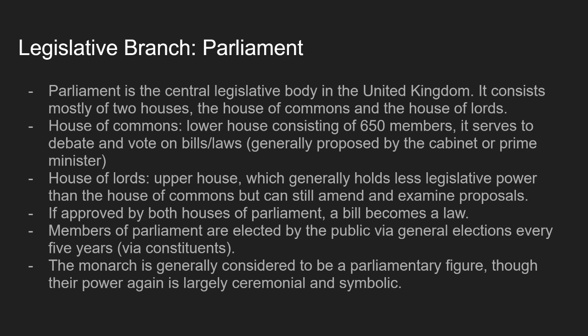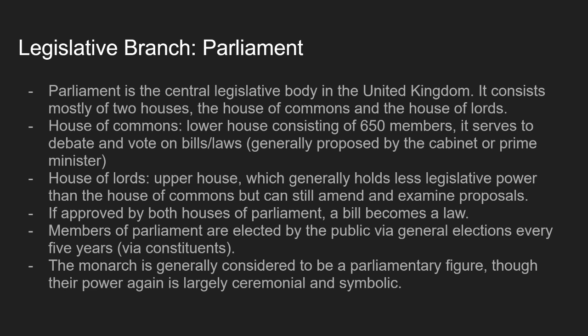The legislative branch of the United Kingdom's political pillar is called Parliament. Parliament is the central legislative body in the United Kingdom. It consists mostly of two houses, the House of Commons and the House of Lords. The House of Commons is the lower house, which consists of 650 members, and it serves to debate and vote on bills and laws, which are generally proposed by the Cabinet or Prime Minister.